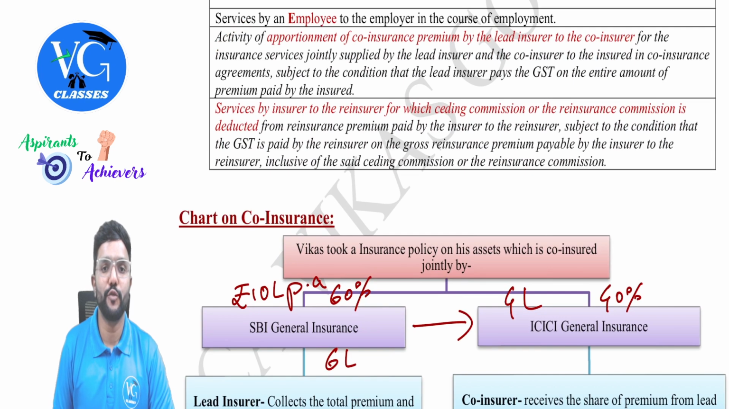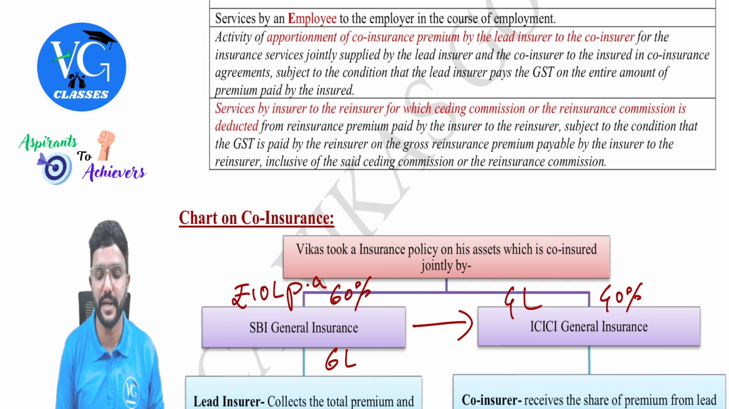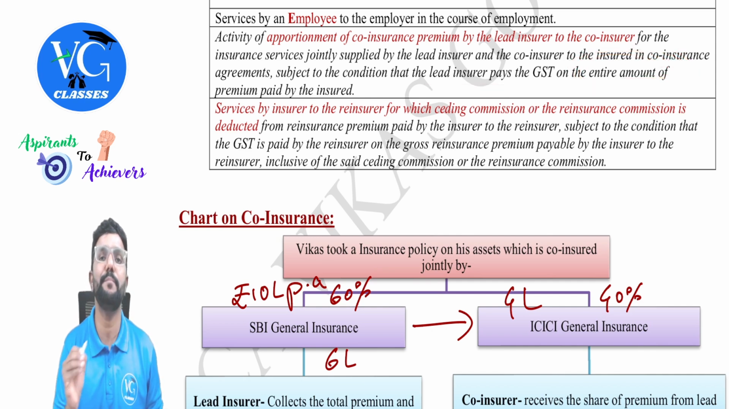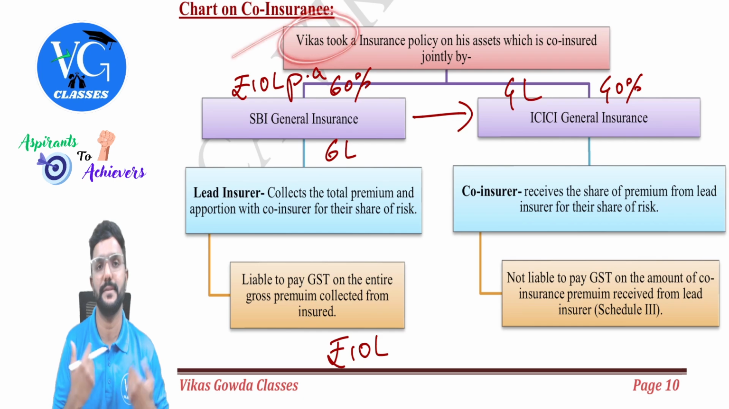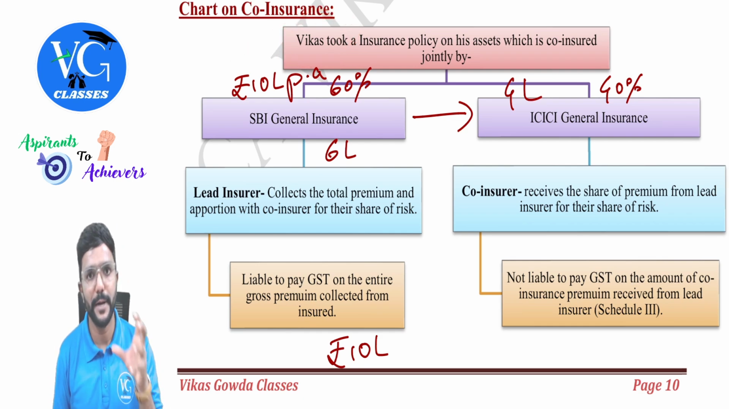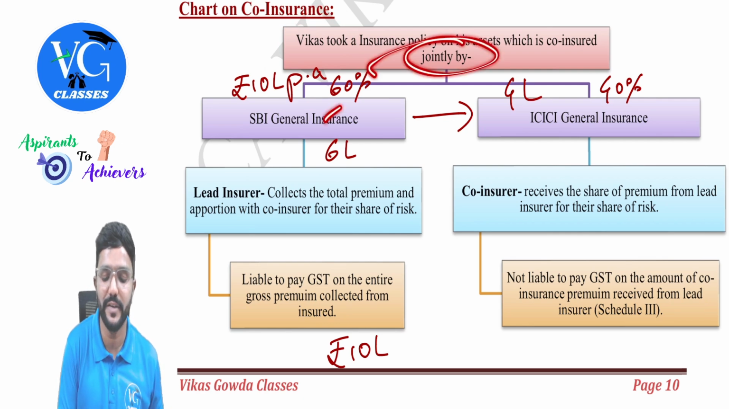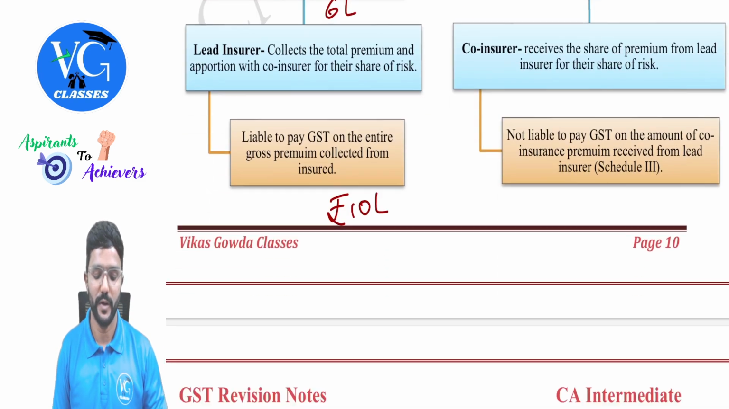Activity of apportionment of co-insurance premium by the lead insurer to the co-insurer for the insurance services jointly supplied by the lead insurer and co-insurer to the insured in the co-insurance agreement, subject to the condition that the lead insurer pays the GST on the entire amount of premium paid by the insured. And in my example, who is the insured? Vikas, myself. Is that clear? And please be careful, it is a co-insurance where I have taken the policy jointly with both the insurance companies. Okay.